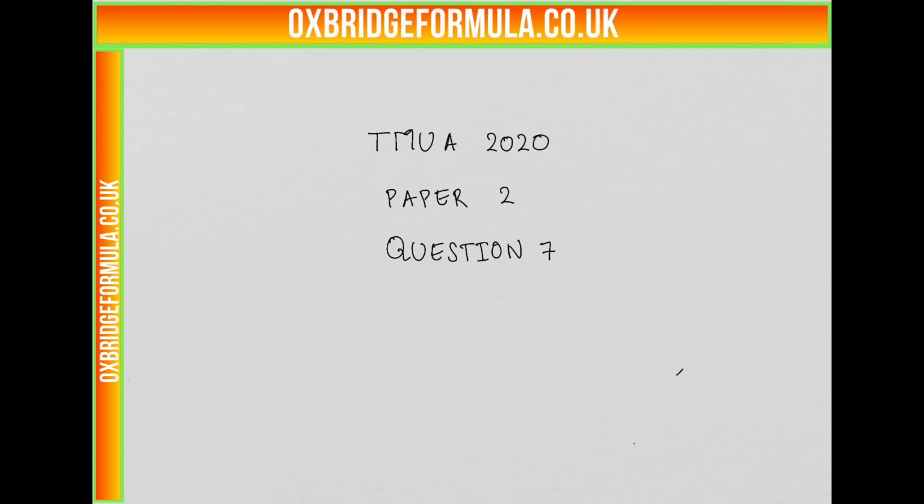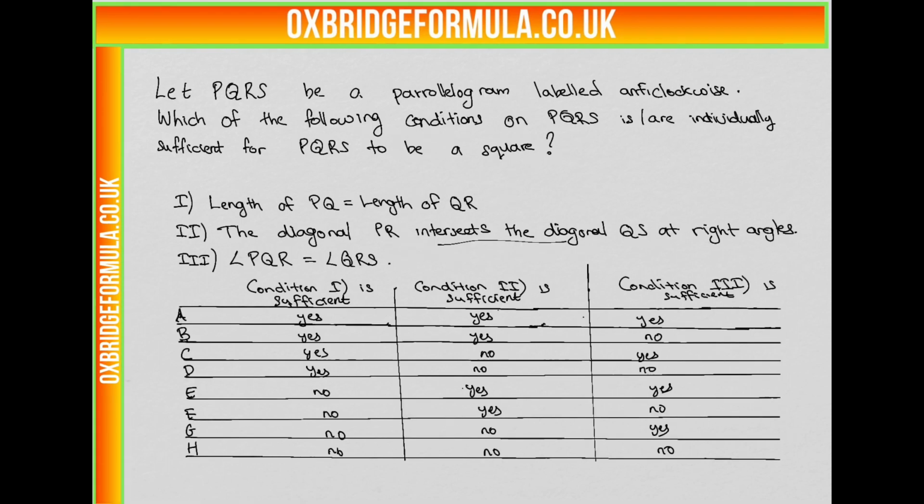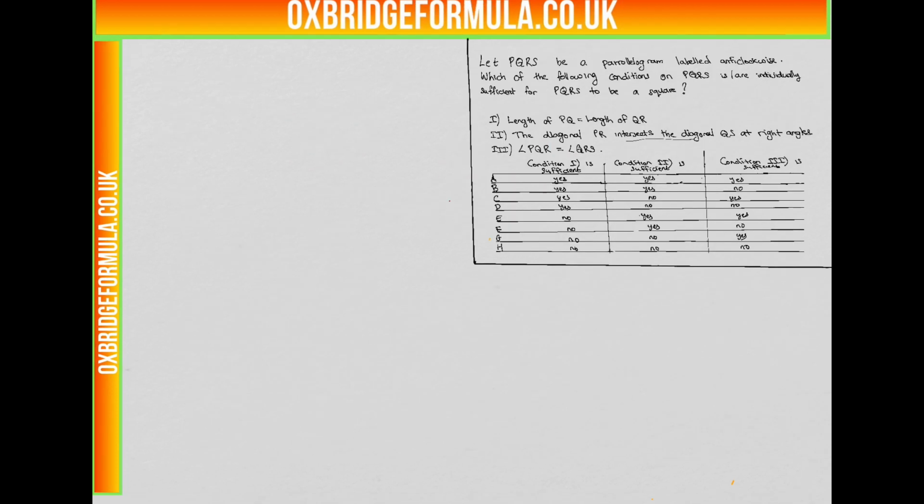This is a solution video to question 7 of paper 2 of the TMUA 2020 exam. In this question, we're given that PQRS is a parallelogram labeled anti-clockwise, and we're asked which of these conditions is or are individually sufficient for PQRS, a parallelogram, to actually be a square. So let's go ahead and think about that.